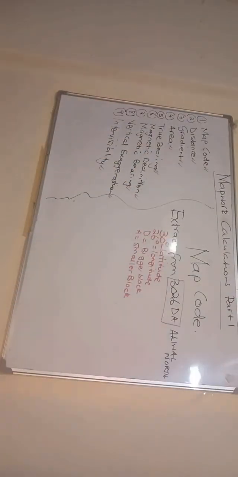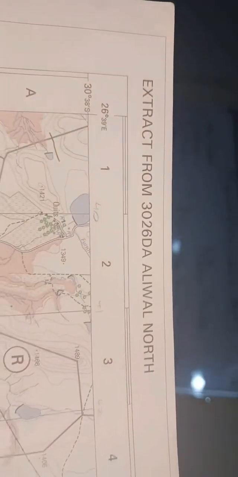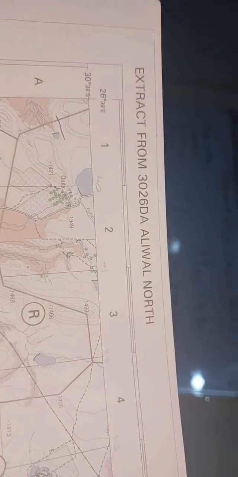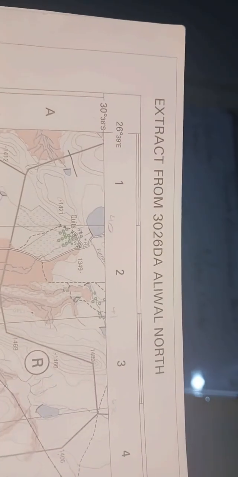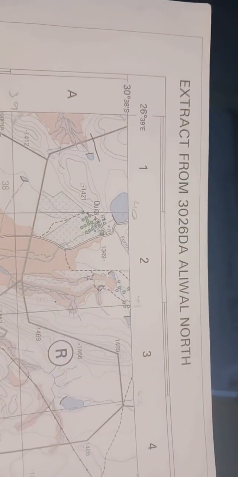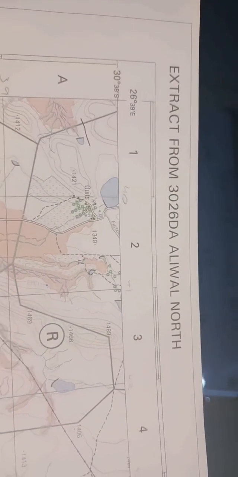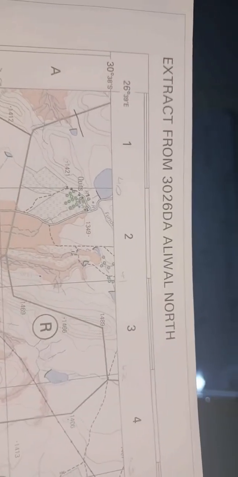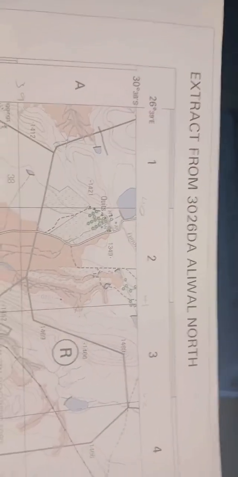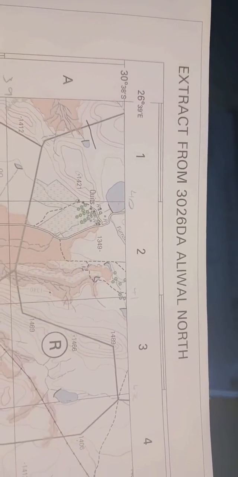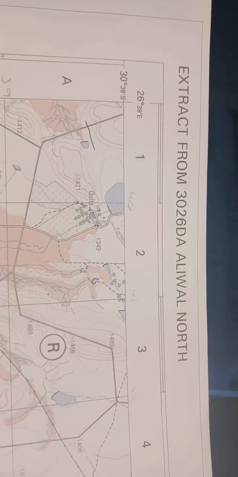So, guys, when it comes to map code, I want you to look at this. This is the map that I'm using. Extract from 3026 DA Alwal. I'm going to explain the map code that we have there. That is 3026 DA. Can we all see this? Extract from 3026 DA Alwal North. Do you understand this, guys?